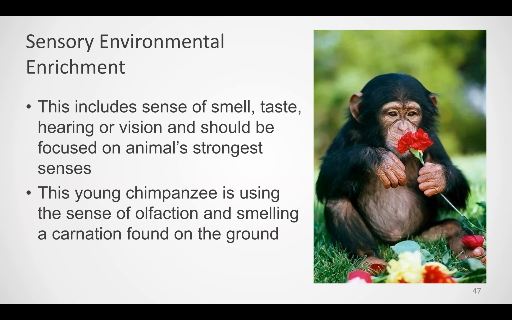Sensory environmental enrichment. This again includes the sense of smell, taste, hearing, or vision, and it should be focused on the animal's strongest senses. This chimpanzee that you're looking at here is using the sense of olfaction and smelling a carnation on the ground. Of course, some of us love to smell flowers. Carnations in general, as far as I know, don't have much of a fragrance, but it's interesting because it's also visual if you think about it too.